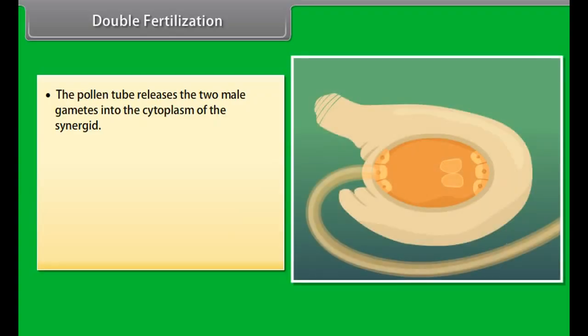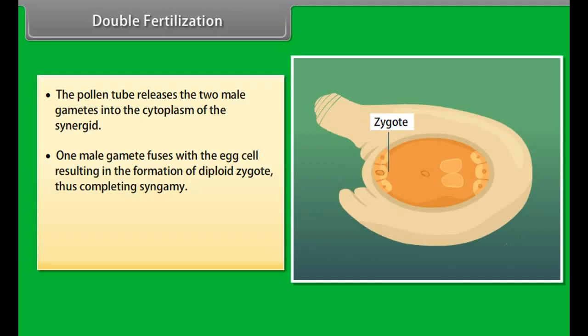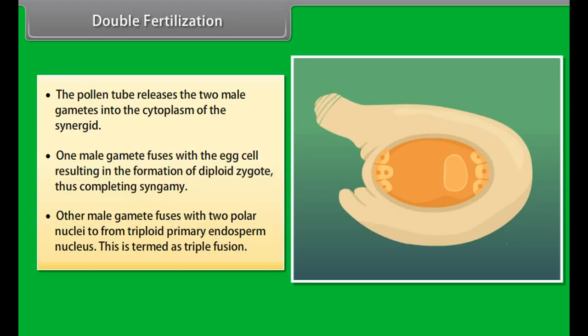Double fertilization. The pollen tube releases the 2 male gametes into the cytoplasm of the synergid. 1 male gamete fuses with the egg cell, resulting in the formation of diploid zygote, thus completing syngamy. The other male gamete fuses with 2 polar nuclei to form triploid primary endosperm nucleus. This is termed as triple fusion.